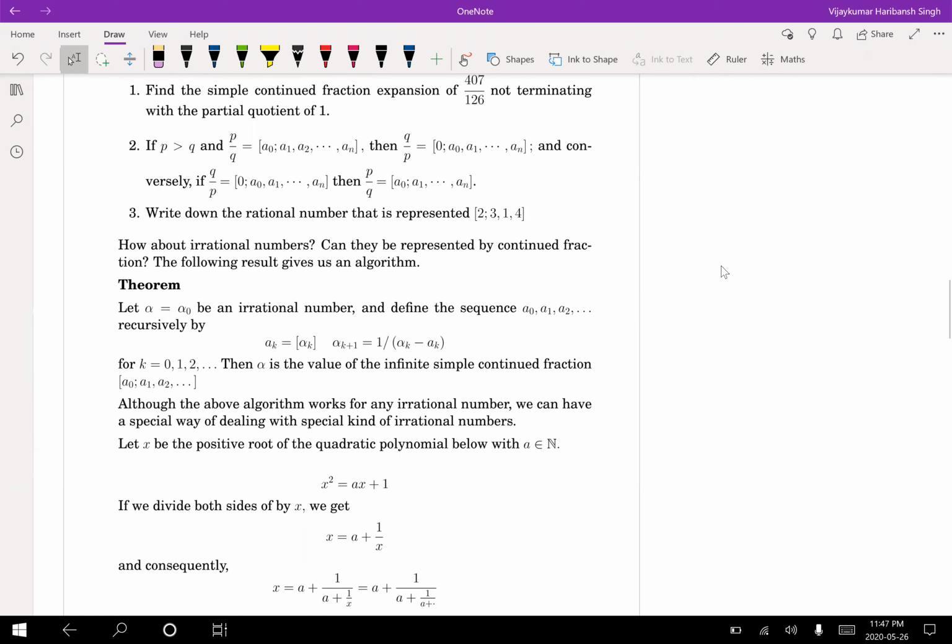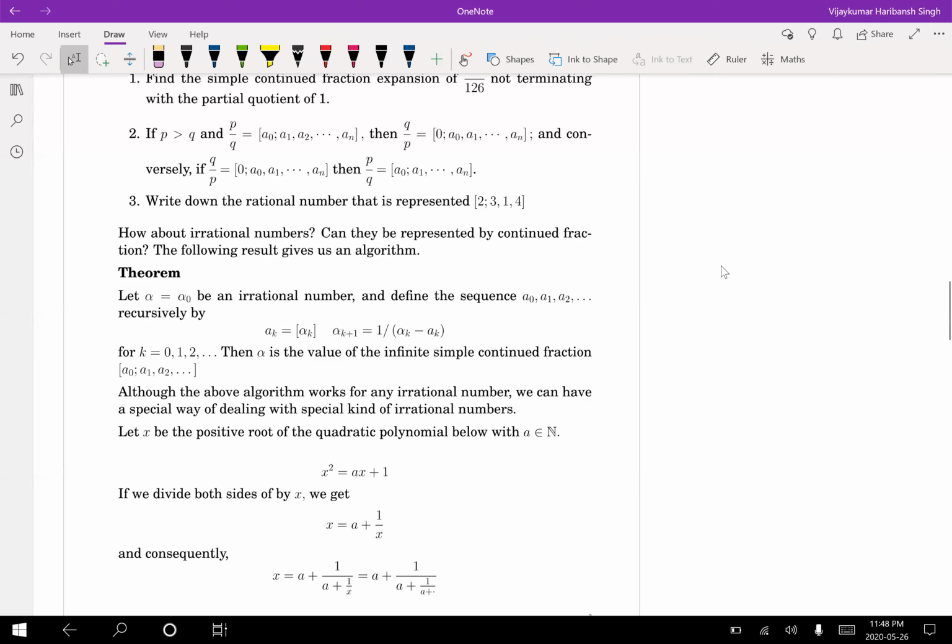Now we know that every rational number is represented by a finite continued fraction. The next question is, how about irrational numbers? Can they be represented by a continued fraction? And the answer is yes, but it won't be a finite continued fraction. So irrational numbers are given by simple continued fractions which are not finite, because if they are finite, they represent rational numbers, right?